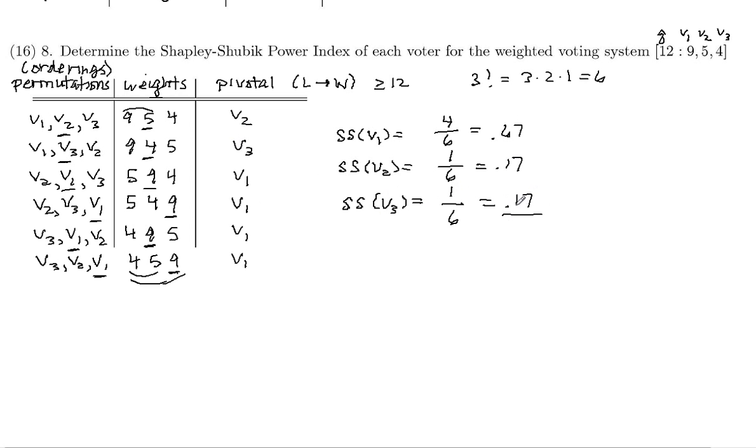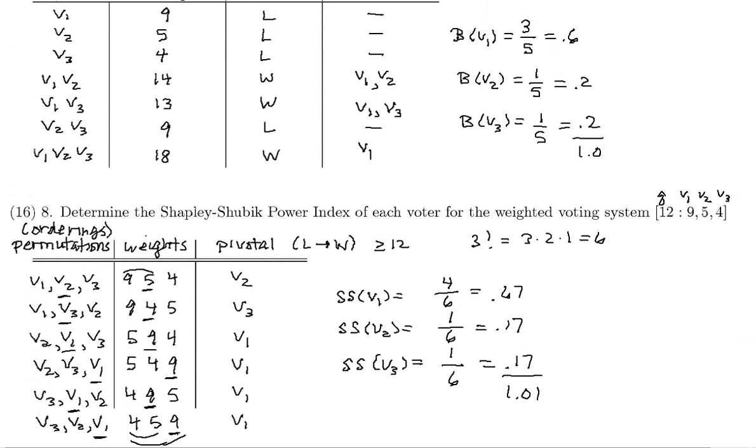And if you add these guys up, they should be pretty close to 1.0. So 0.67 plus 0.17 plus 0.17, 1.01. So we're just rounding error. Okay, so we're good. So 2/3 of the vote, 1/6 of the vote, and 1/6 of the vote in terms of power for Shapley-Shubik, but for Banzhaf they were 60%, 20%, 20%, 3/5, 1/5, 1/5. So a little bit different power distribution that they're giving us here.